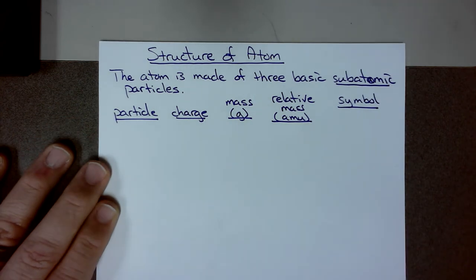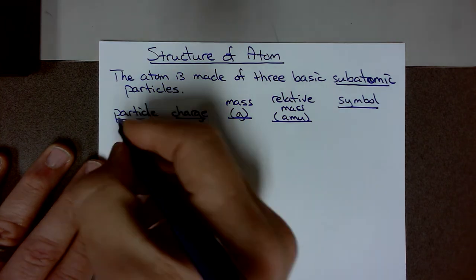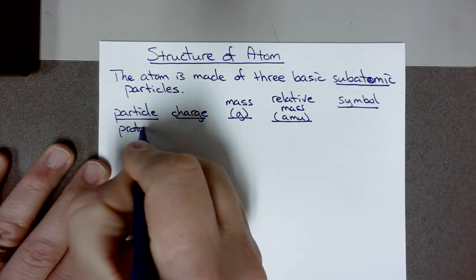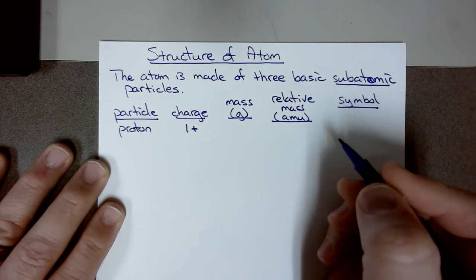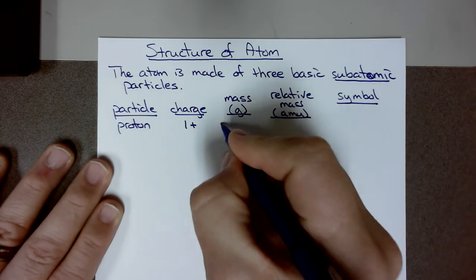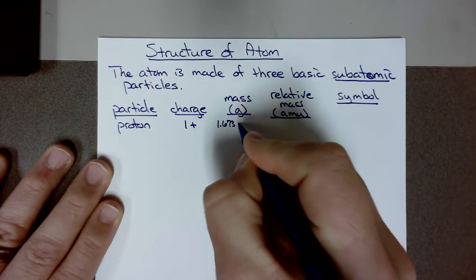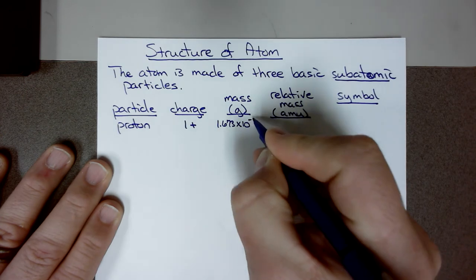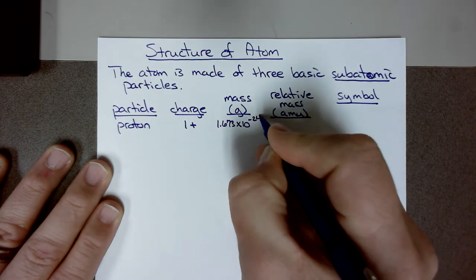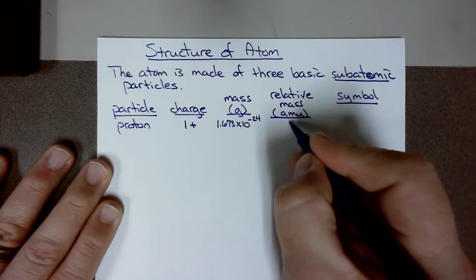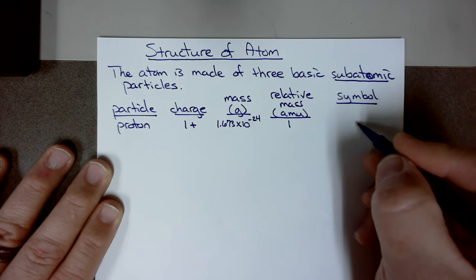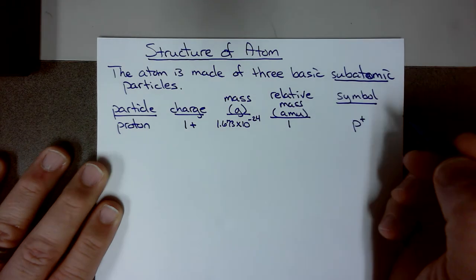And so the first particle is the proton. The proton is found in the nucleus. It has a charge of 1 plus and a mass of 1.673 times 10 to the negative 24th grams, and it's got a relative mass of 1, and I'll explain that in just a minute, and the symbol I'm going to use for this is a P plus.